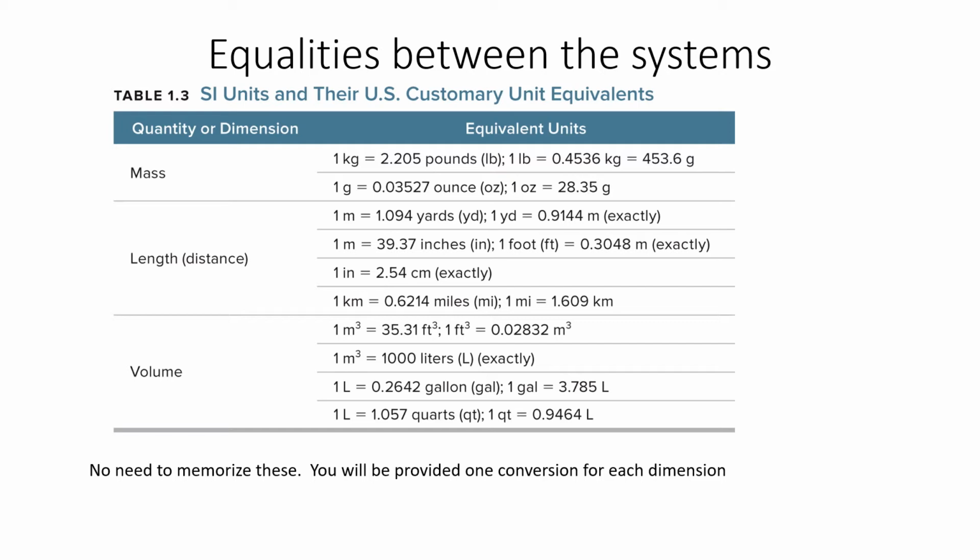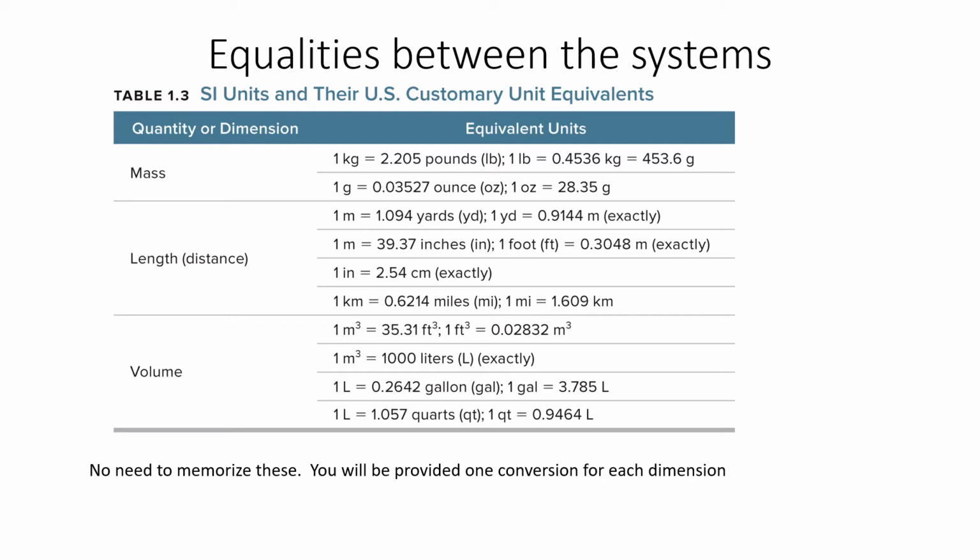The reason they have strange numbers associated with them is that the English system is not working on base 10, powers of 10, very easily. So you get all these strange numbers that would be almost impossible to memorize. So there's no need to memorize conversions between English and metric. I will always give you one conversion for each dimension.